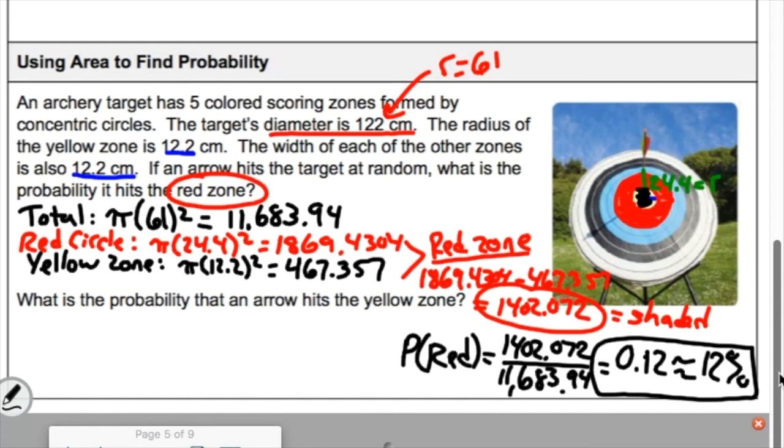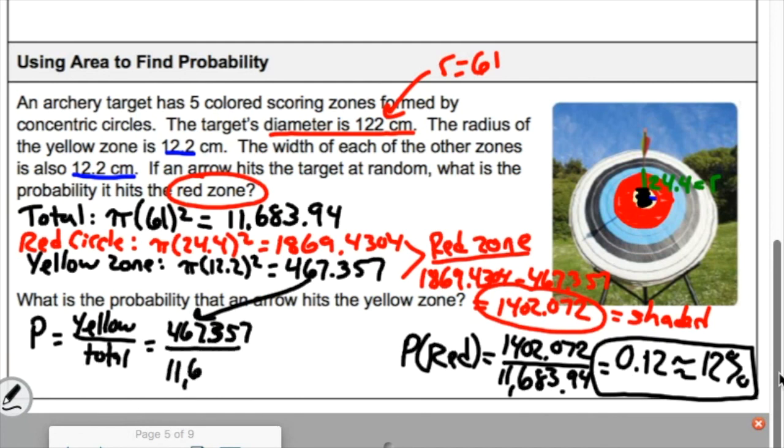The second part I'm not going to have us do, it's just the probability of the yellow zone. So this one, well, we kind of already have it, so I suppose I'll just throw it in there. We already know that this is just the probability. It's going to be the yellow over the total, and we already have the yellow. So if the yellow is here, we have 467.357 over the total again. If you punch that in, that gets you about 4%, 0.04. Okay, so that one's not that much different.